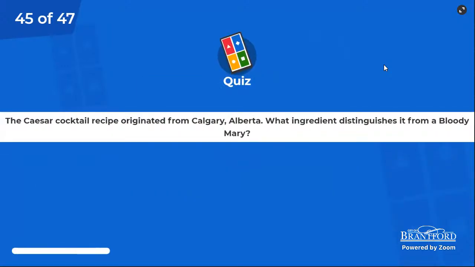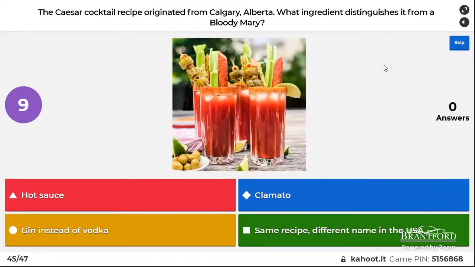Multiple choice. The Caesar cocktail recipe originated from Calgary. What ingredients distinguish it from a Bloody Mary? Is it hot sauce, Clamato, gin instead of vodka, or same recipe but a different name in the United States?